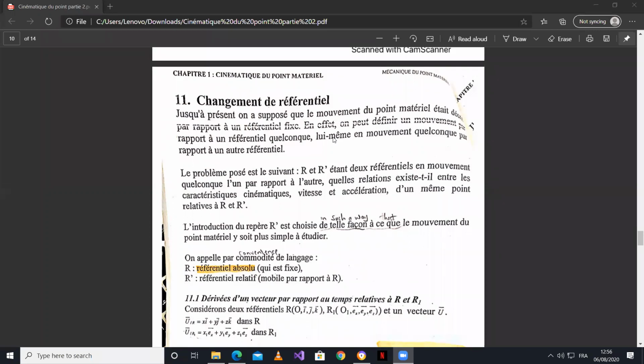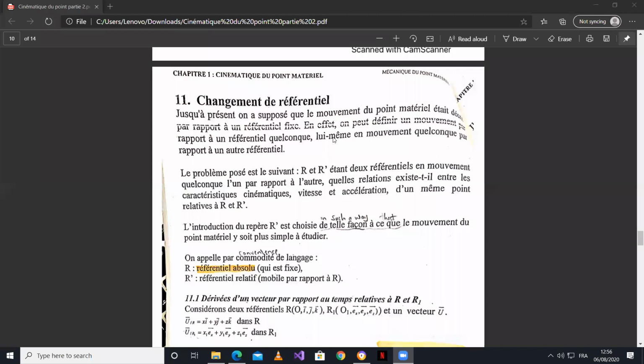You'll be dealing with one referential in movement with respect to another referential. So you have to take into consideration the fact that you have two referentials there and one moving with respect to another, with one of them fixed and the other one mobile. One is moving. So there are certain calculations that are going to change.